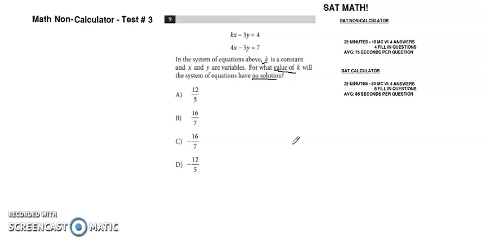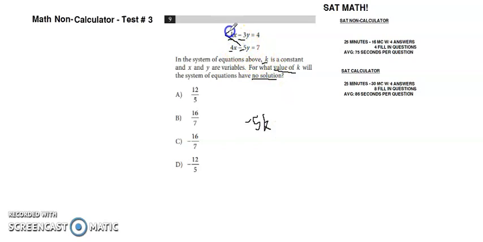So how do we get the slopes and solve for k? You can cross multiply the x and y coefficients from the other equation and set them equal and solve for k. Let me show you in just a moment. 4 times -3 equals k times -5. So that would give you -5k.